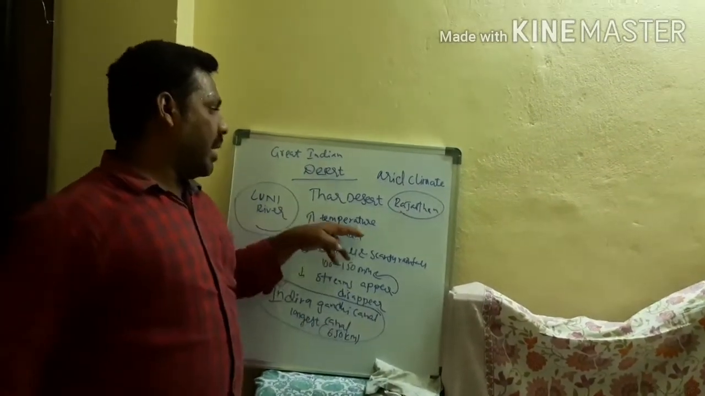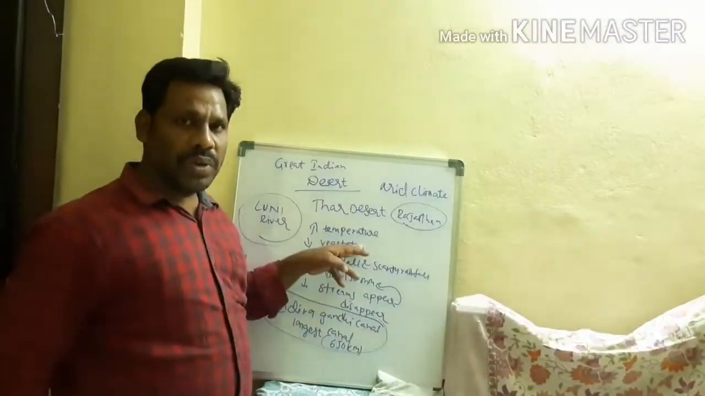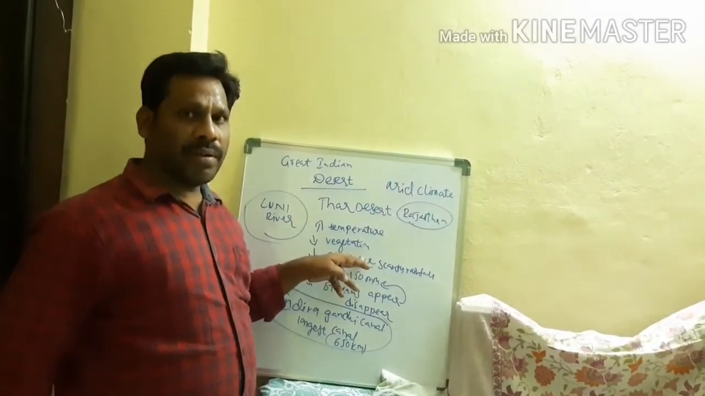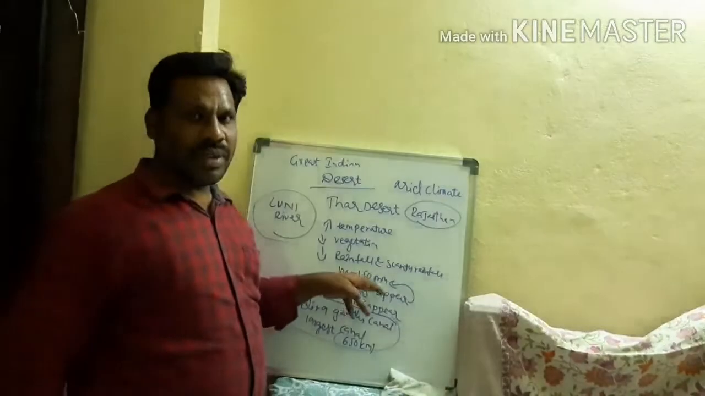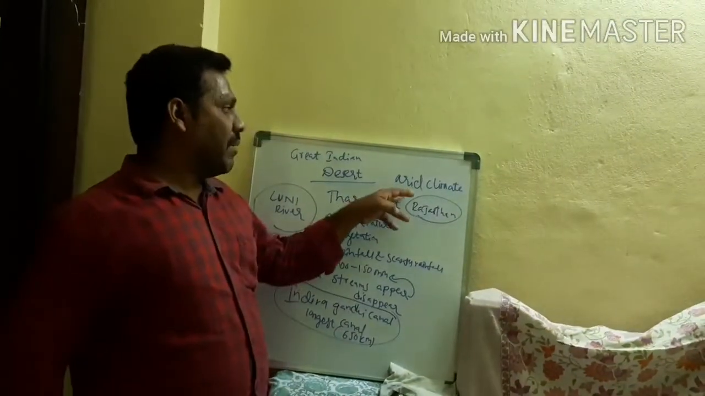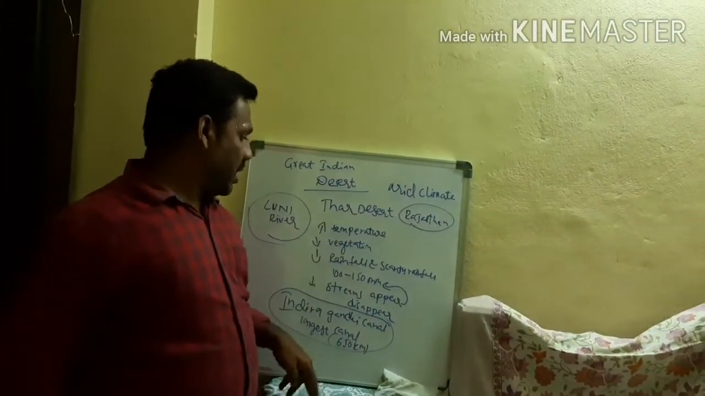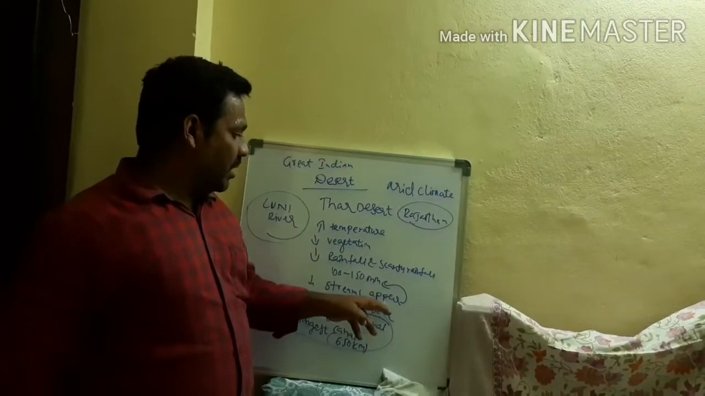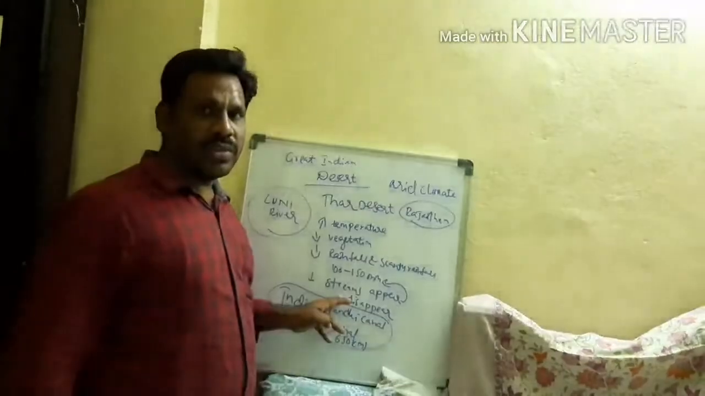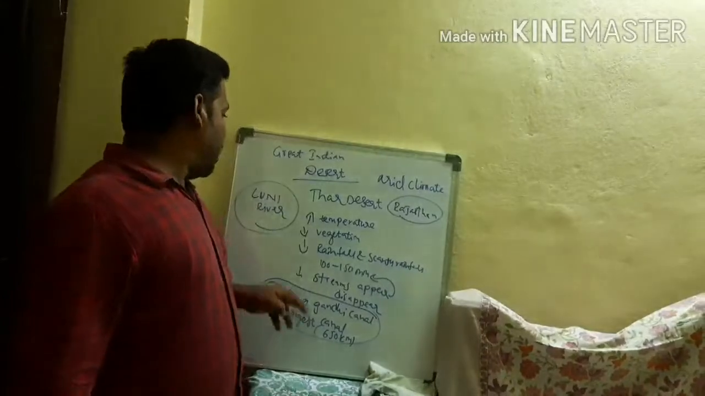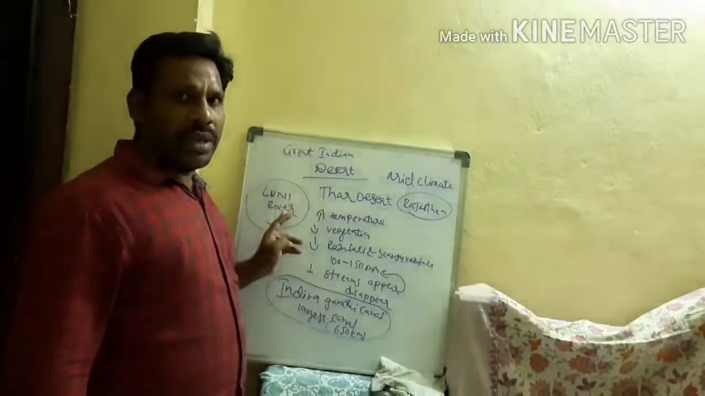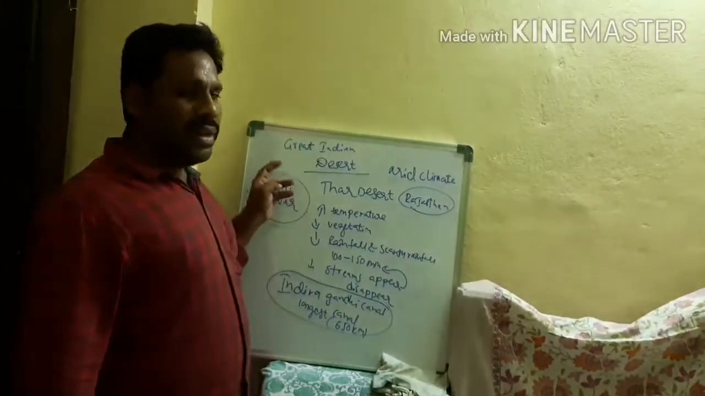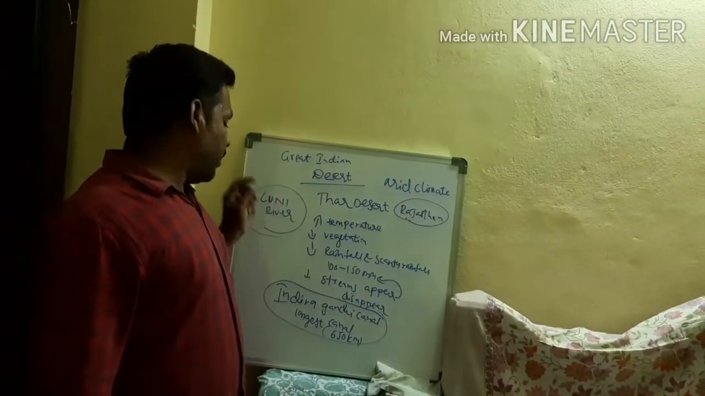What are the main characteristics? High temperature, low vegetation, low rainfall, or scanty rainfall, only 100 to 150 mm. It has arid climatic conditions. Streams appear in the rainy seasons, and very soon they disappear. Here we have only one river, called what? Luni River, which does not drain into any sea. An internal drainage system we can find.